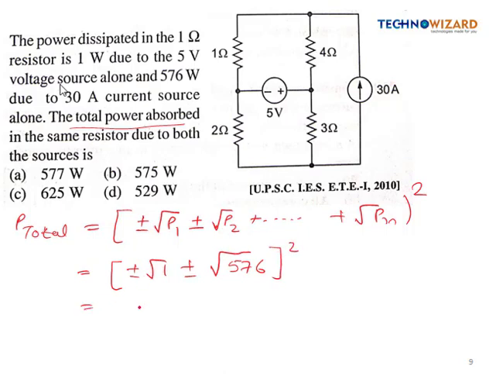So square root of 1 is 1 plus square root of 576 is 24, whole square. So it will be simply 25 whole square, which will be equal to 625 watt. So total power consumed in this resistor is 625 watt due to both the sources, right?